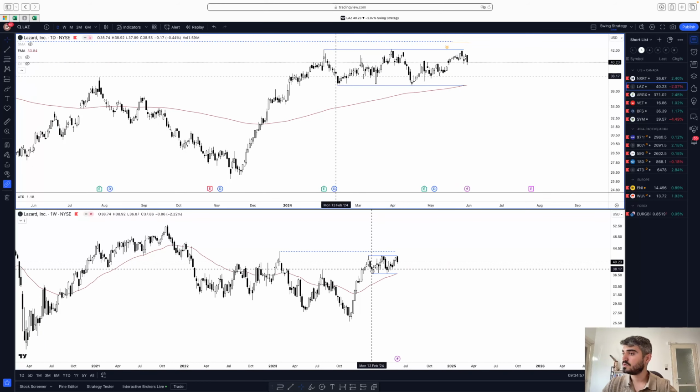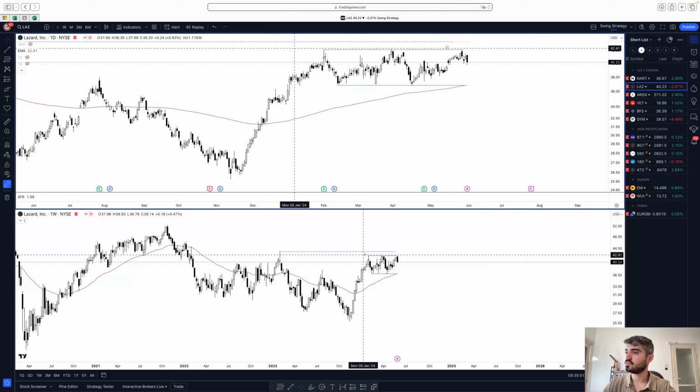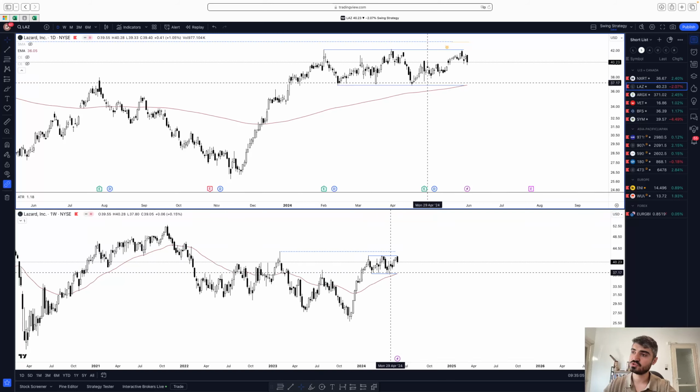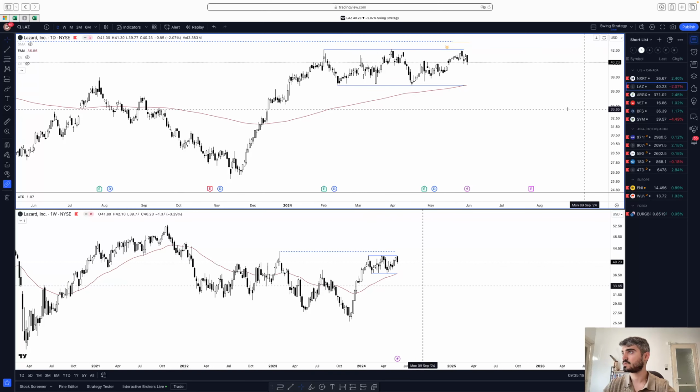Rectangle, guys, 1, 2, 3, 4. Okay, it is important to make sure that we have not only 1, 2, 3, 4 touches, which in a sense many people look as defining for rectangle. We want to see clear reactions from these defining points, you can say.